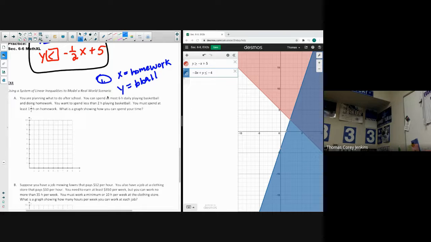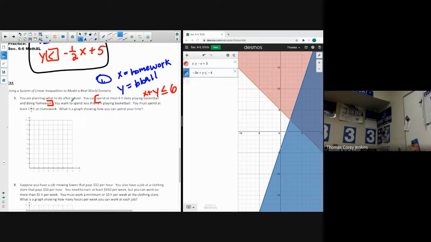All right, so based on that, let's start writing some inequalities. Here it says you can spend at most 6 hours doing both. At most would mean less than or equal to. So that would be x plus y, that would be both, is less than or equal to 6. So that's one of my inequalities.